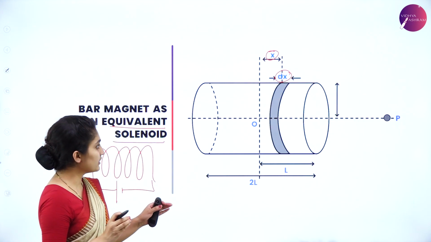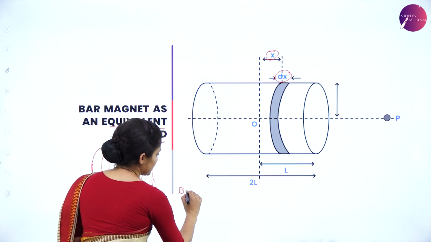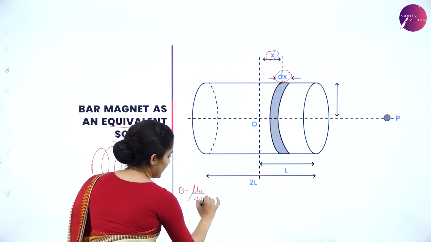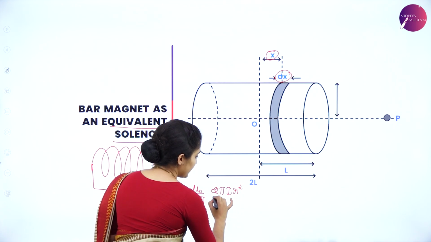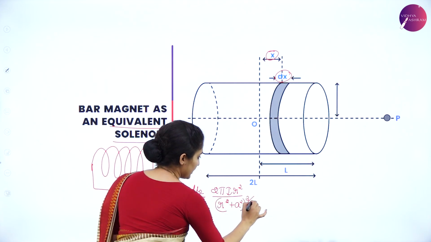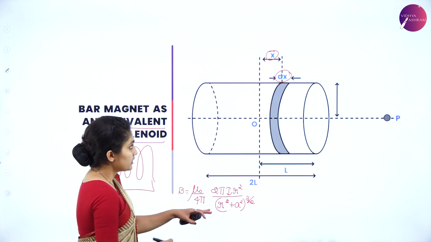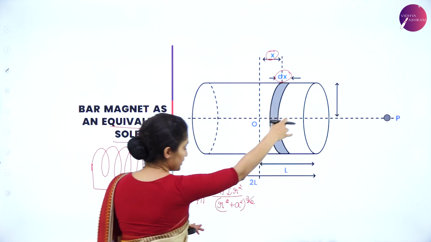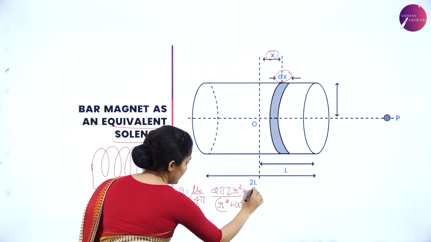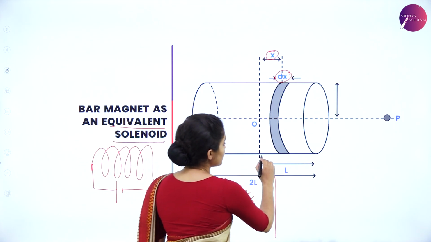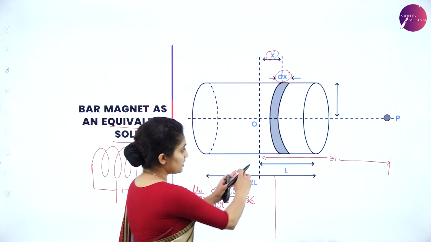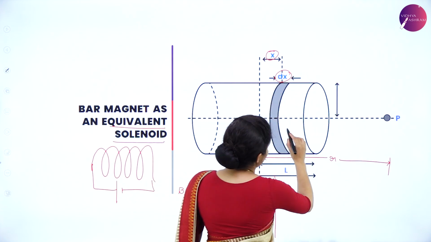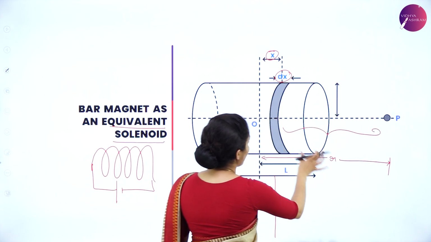First of all, B is equal to nu naught by 4 pi, 2 pi I r square divided by r square plus a square the whole to the power 3 by 2. Now since the solenoid has n number of turns in the coil, you can just add an n over here. The distance from the center to point P is r. So now this r square becomes r minus x the whole square, that is the component from the line element here.